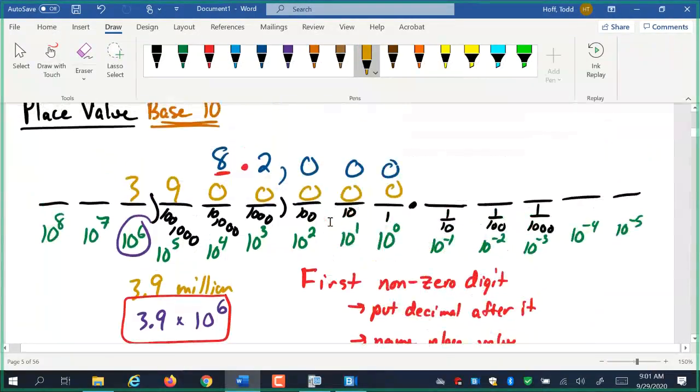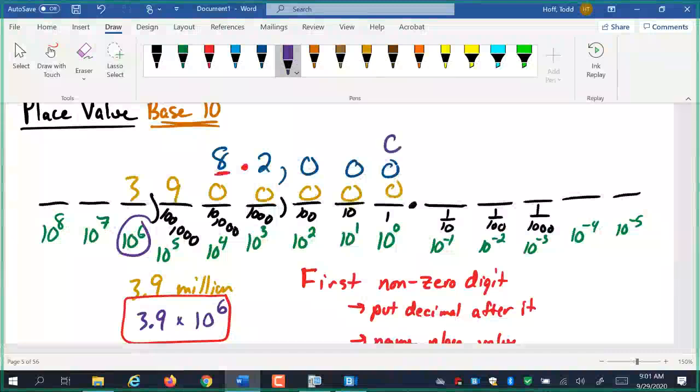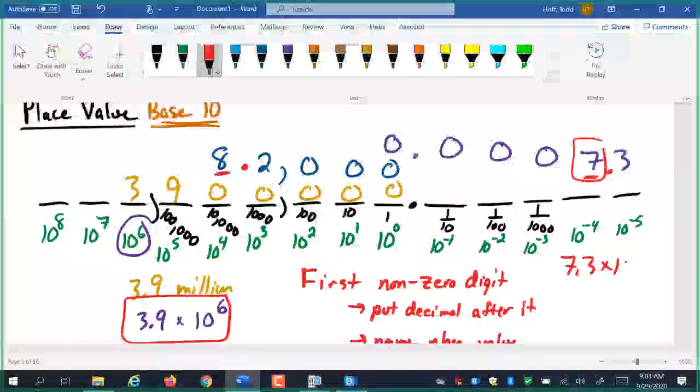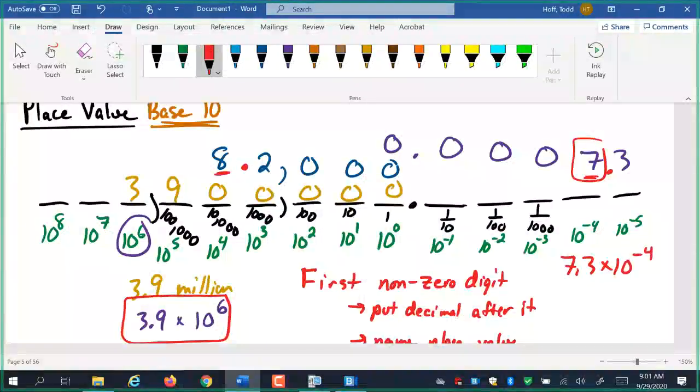Or after the decimal, we might have something like 0.00073. The 7 is my first non-zero digit, so I'll put the decimal point after it and name the place value of the 7. So that's 7.3 times 10 to the negative 4.